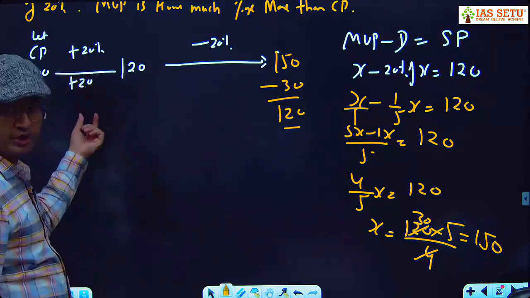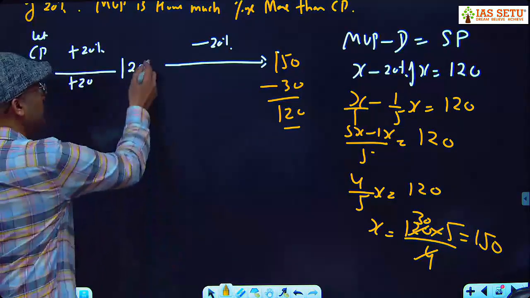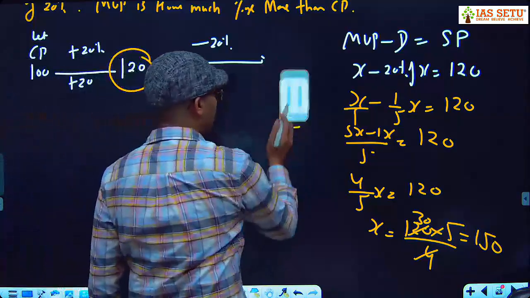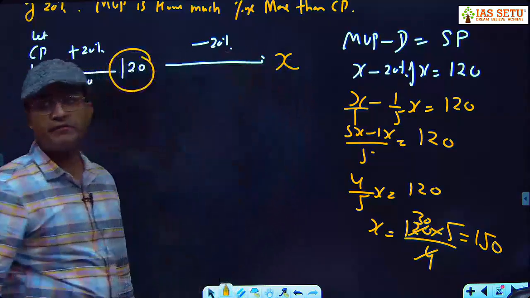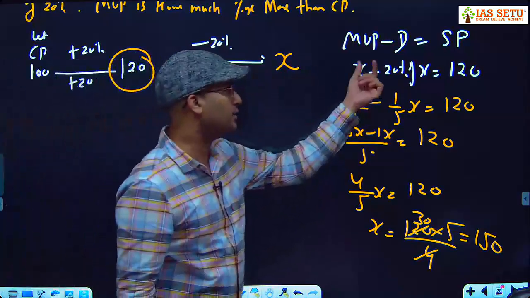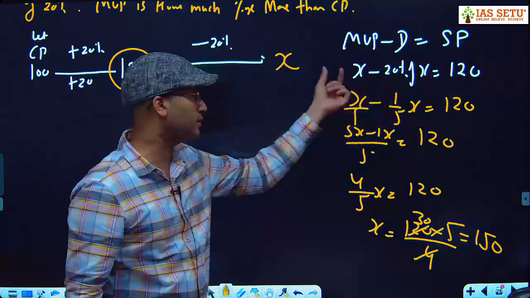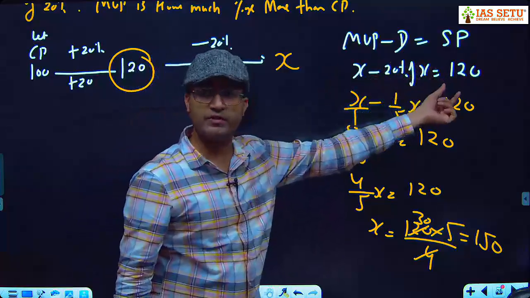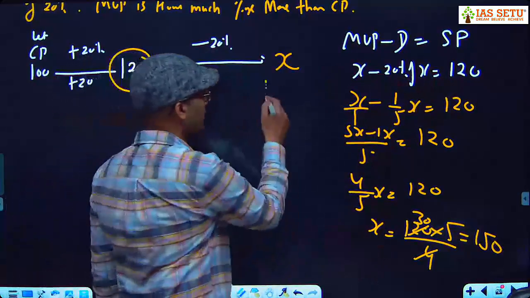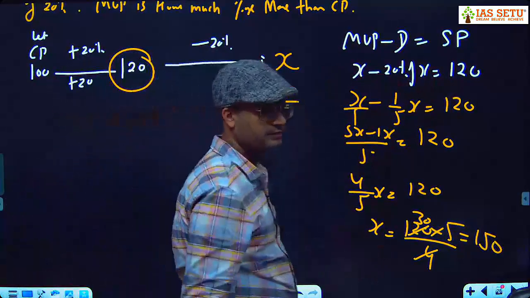I need 20% profit, so it means selling price has to be 120. What should be markup price? X. So that even after giving a discount of 20%, selling price will be 120. Markup price minus discount is equal to selling price. X minus 20% of X is 120. Solve for X, it will come 150. So markup price has to be 150.